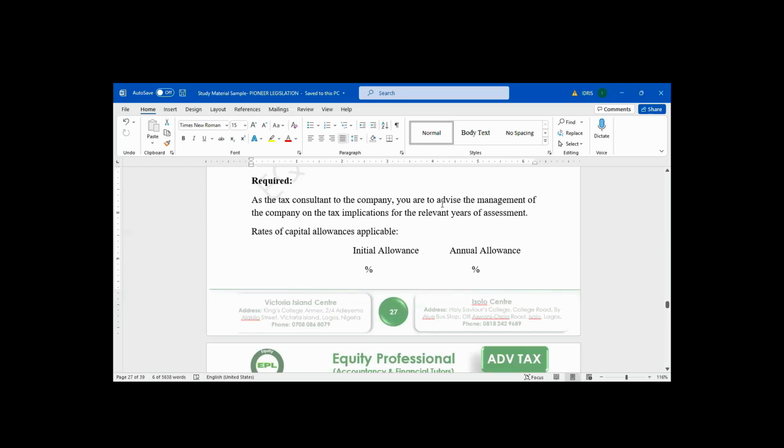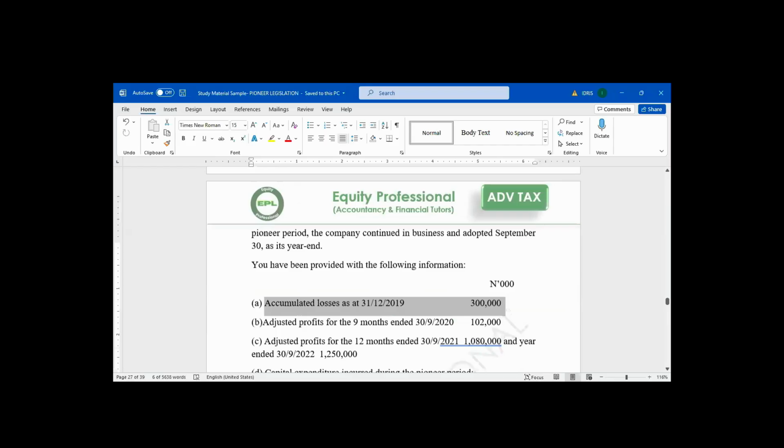Date must be stated in this your advice. You must write a date. And you have to advise the management in form of a letter. Who are you going to address your letter to? To the managing director. What is this company name?